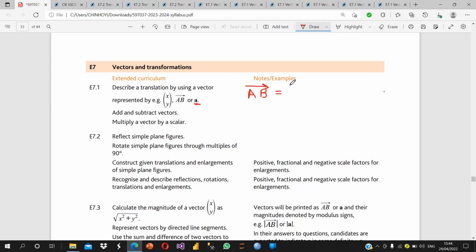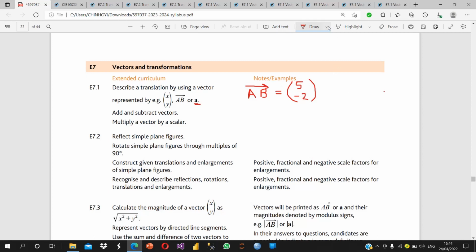So maybe I'm saying that I put 5 here and minus 2. That is the notation, this notation x over y. What does this mean when I'm saying AB is equal to 5 and minus 2 here? I'm saying from A to B, I'm going to move 5 units to the right for x. Then I move 2 units downwards.